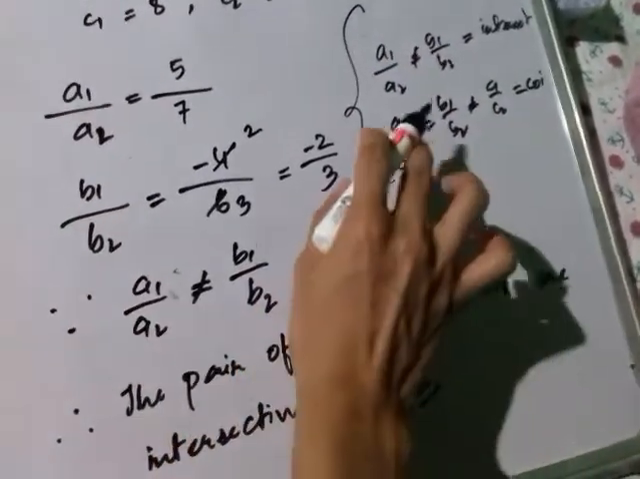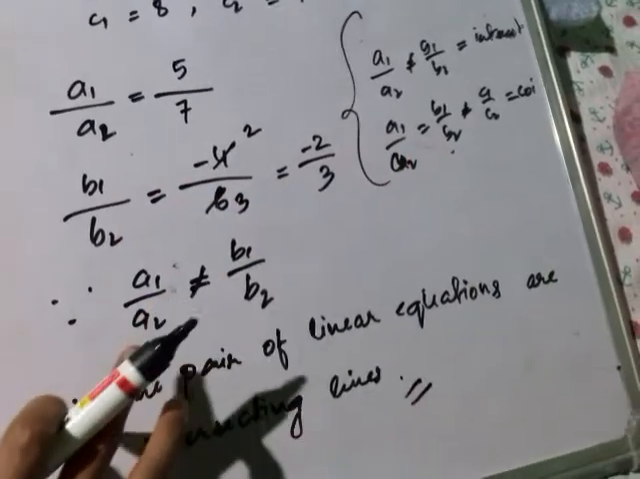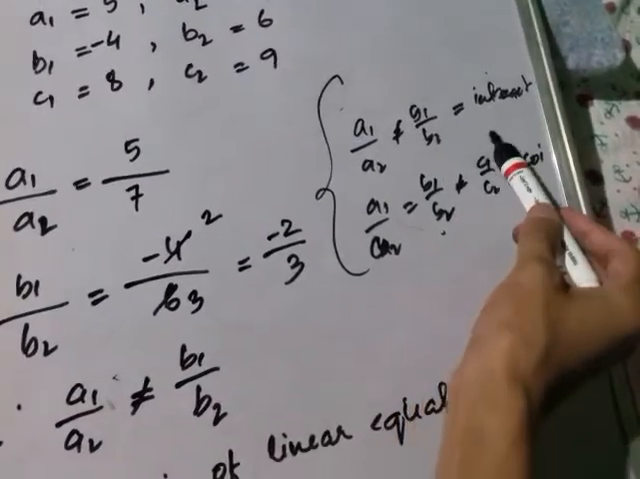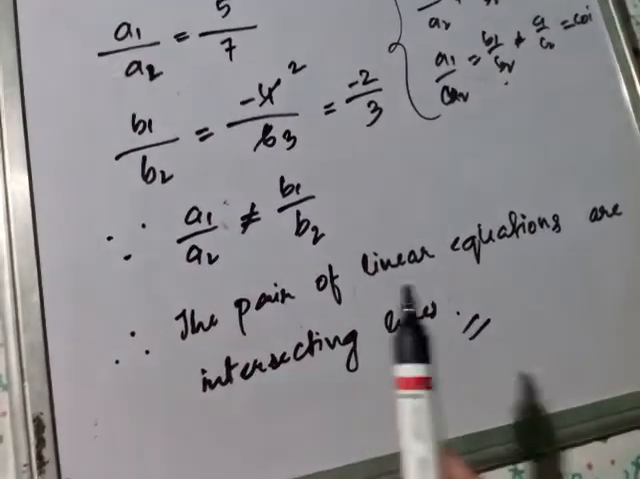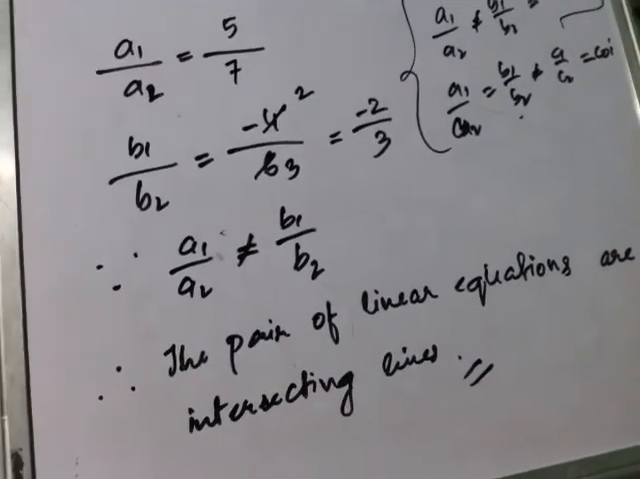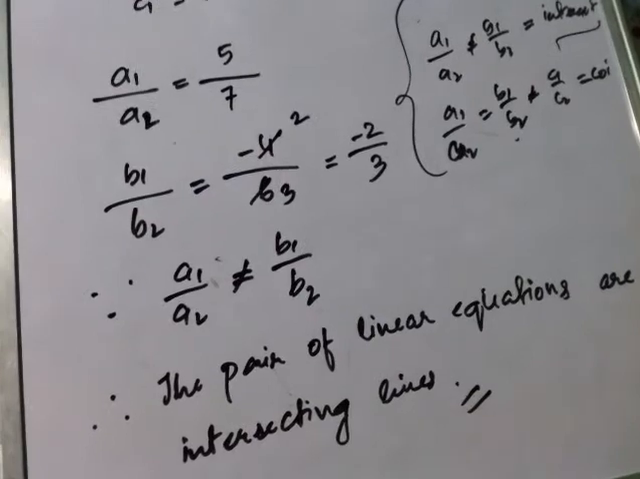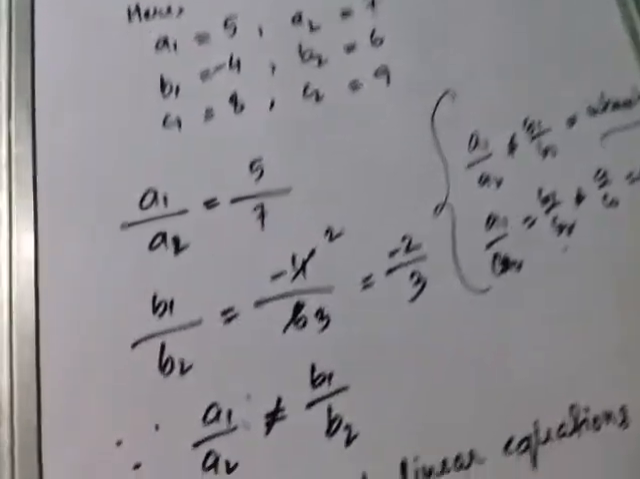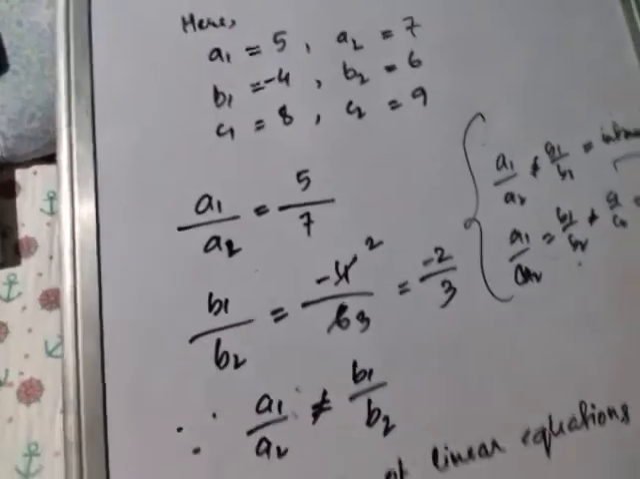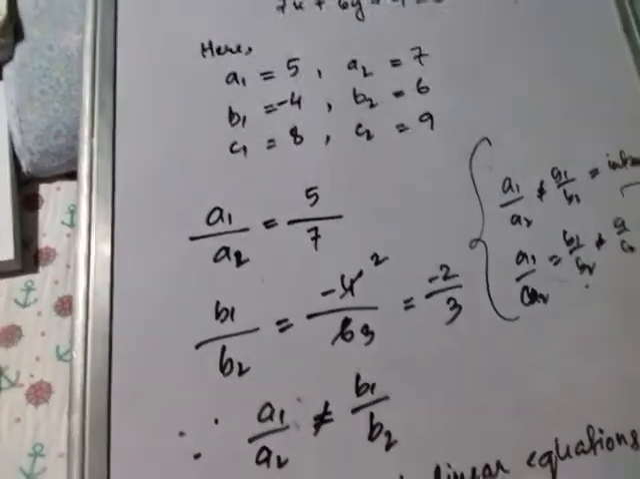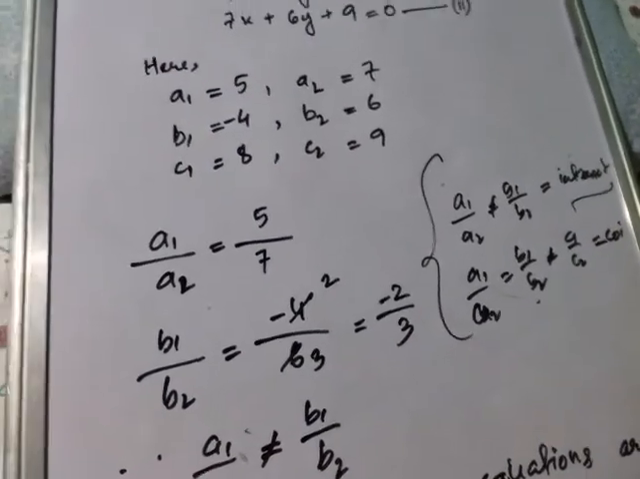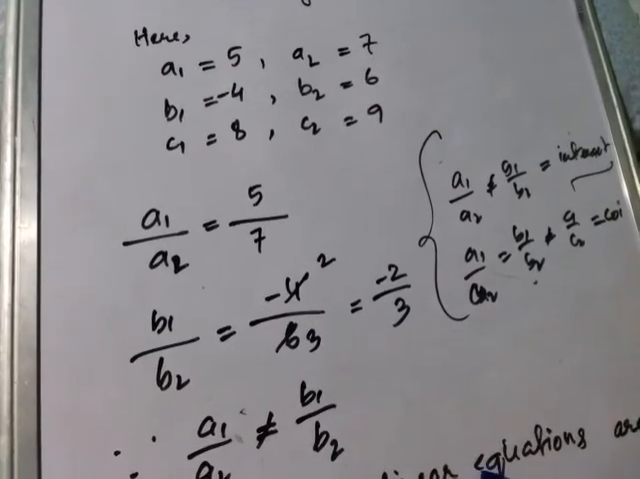If a1 by a2 equals b1 by b2, then we can go to c1 by c2. But since it is already not equal, that means it is intersecting lines. Do the same for Roman numerals 2 and 3, which will be your assignment. Today's assignments are question number 1 Roman numeral 2, and question number 2 Roman numerals 2 and 3. If you have any doubt, you can ask me anytime.